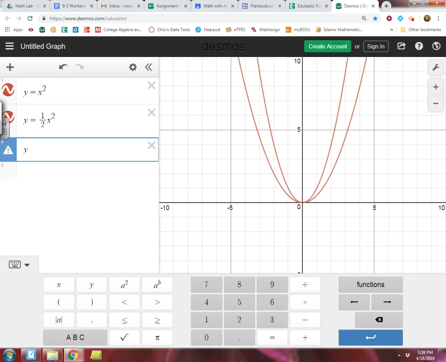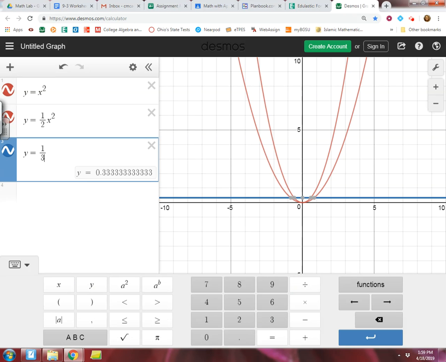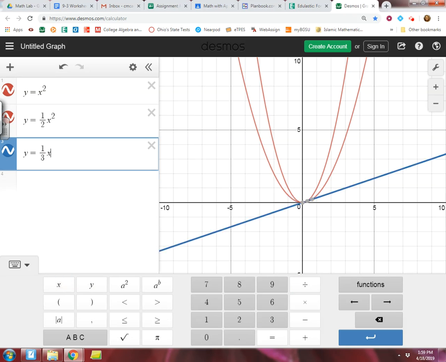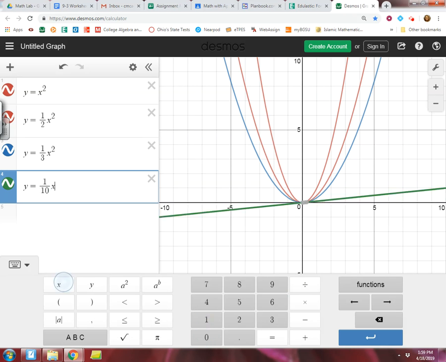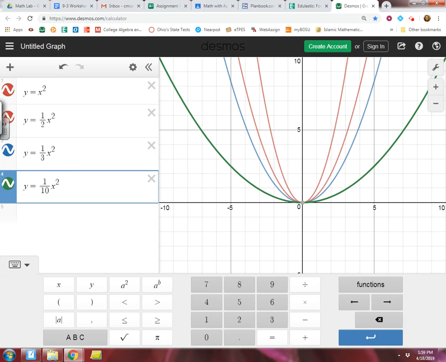0.5 is a half. 1/3? Let's try 1/3. Now you said 1/3 was smaller, right? That's going to make it wider yet. Give me something that's even smaller than a third. A tenth. It's going to make it wider yet. Everybody see that?